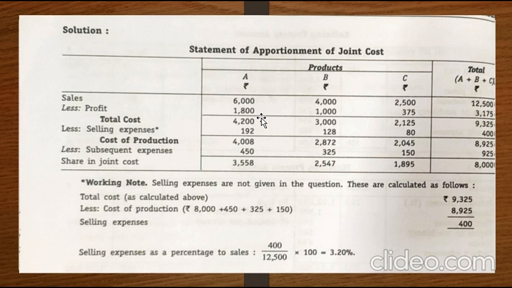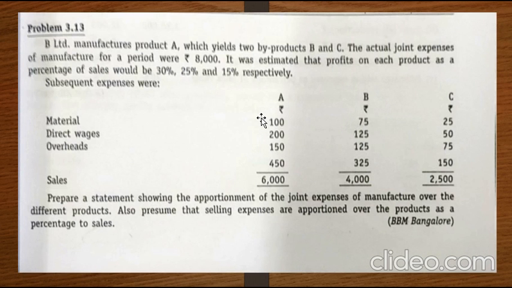Usually in such problems they give the selling price and the information about the profit, in order to find the cost which is incurred before separation, the exact cost which will be incurred before separation. So in the problem they have given the sales for the different products. There are three products A, B and C. The sales given are 6,000, 4,000 and 2,500.